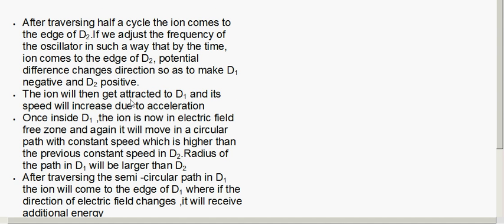The ion will then get attracted to D1 and its speed will increase due to acceleration. So this is important: speed will increase due to acceleration, and we know the formula, R is mv by qB. When velocity increases, radius also increases. That is why the path is shown like this, with increasing radius. At each time the radius increases.